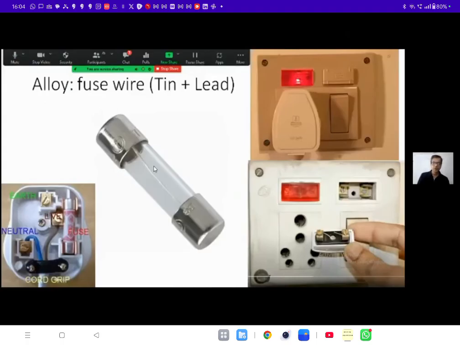This is one more alloy called fuse. A thin wire is there. This wire is called fuse wire. This fuse wire melts when too much electricity goes through it, and then it protects us. So such fuse switches will have a fuse wire inside them like this. We will study more about this when we study a chapter called electricity.